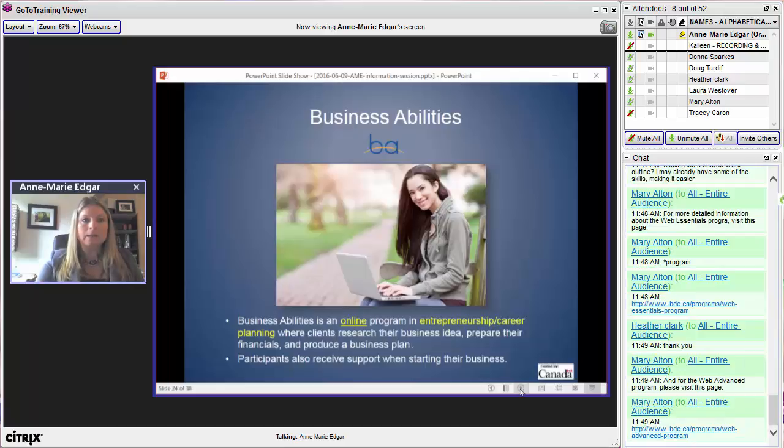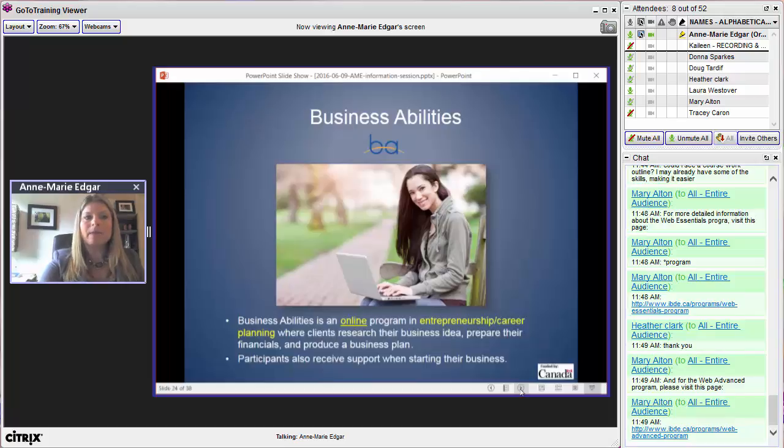So Business Abilities is again an online program in entrepreneurship and career planning where clients research their business idea, prepare their financials, and produce a business plan. Participants also receive support when starting their business, so they may receive some additional support in the Business Abilities program when they're actually in the process of starting up their business.